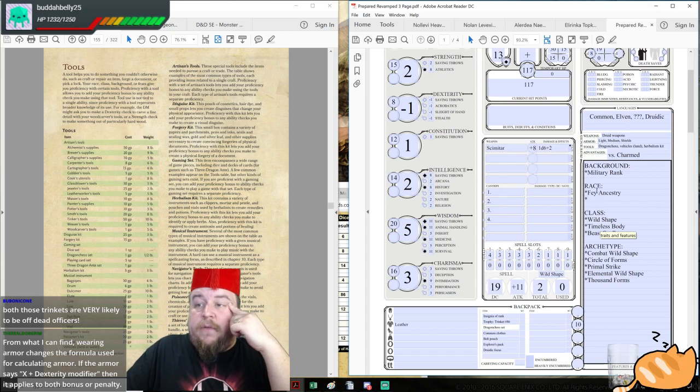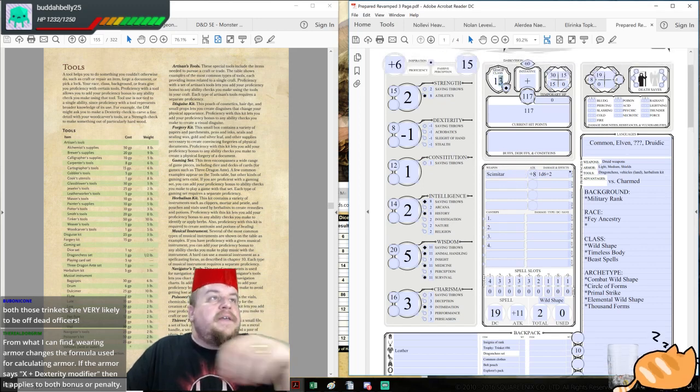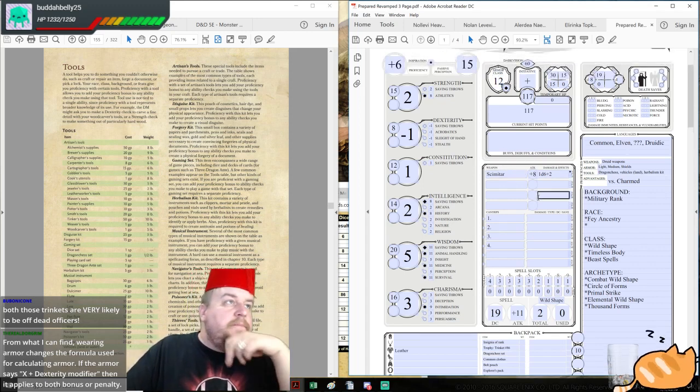Yeah, that could very well be bubonic. Dorgrim says, from what I can find, wearing armor changes the formula used for calculating armor class. If the armor says X plus dexterity modifier, then it applies to both bonus or penalty. Okay, so yeah, it would be a 12 then.